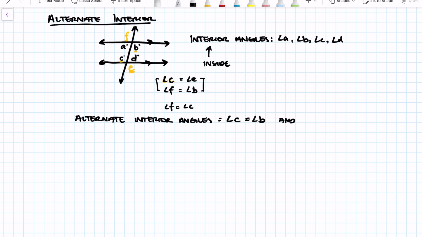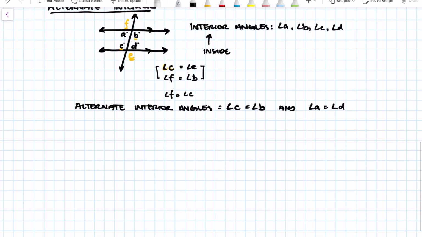There's another alternate interior pair. Before I go ahead and write this, can you find out what the other alternate interior is? Go ahead and try solving that. You could pause this for a second. If you're done, then you can unpause it. All right, so the other alternate interior that you would notice is the angles on the inside, which is angle A, and is equal to angle D, okay?